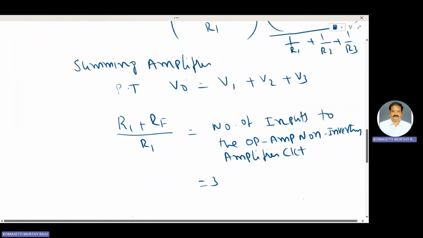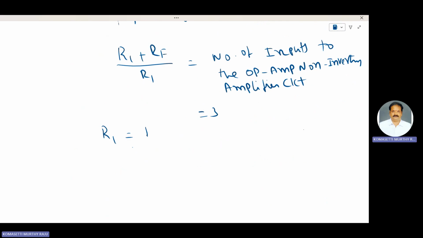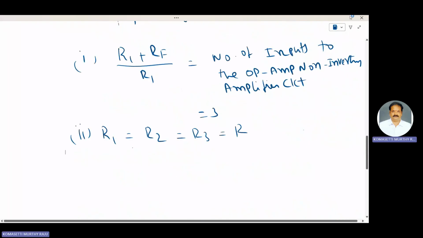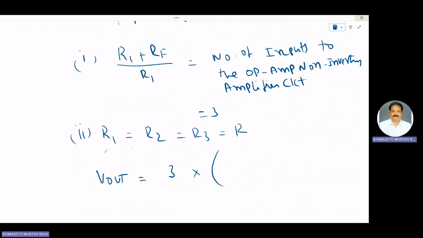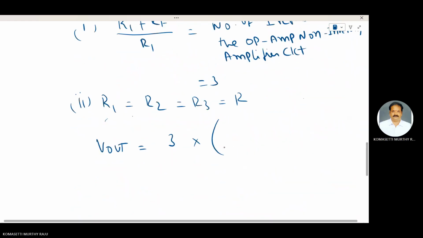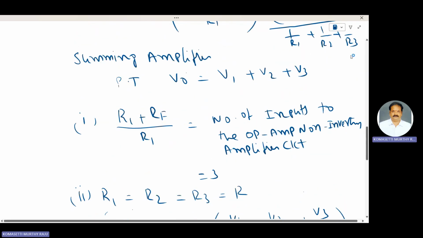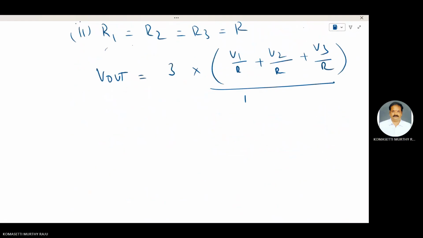First condition is that (R1 plus Rf) by R1 is 3. The second condition is R1 is equal to R2 is equal to R3 is equal to R, for summing amplifier purpose. Therefore, V out is equal to 3 into (V1 by R plus V2 by R plus V3 by R) by (1 by R plus 1 by R plus 1 by R).